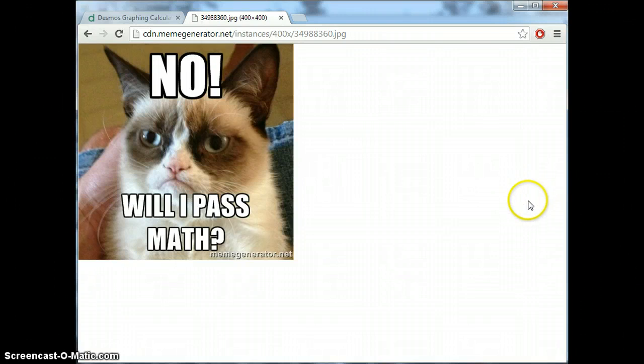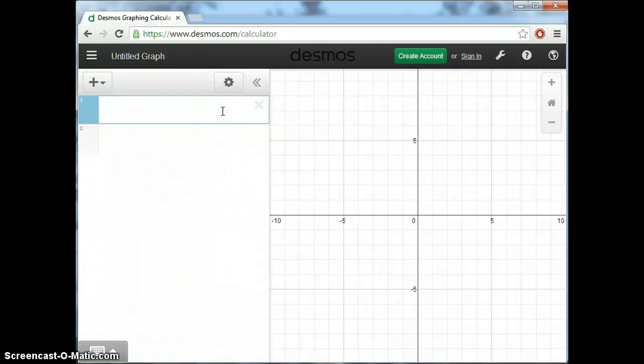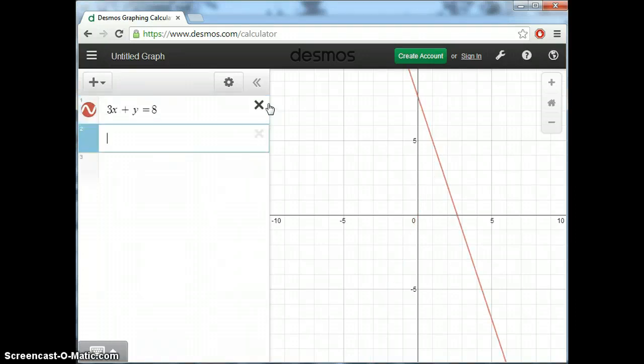This will be linear systems, not with the substitution method. Instead, we're going to use the elimination method. So let's go ahead and get started. I'm going to start off with two equations. The first is 3x plus y equals 8, and that's standard form. And just to mix things up, I'm going to do this one not in standard form, but in a random form: y plus 4x equals 6.